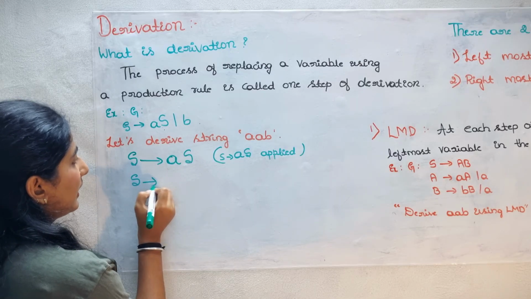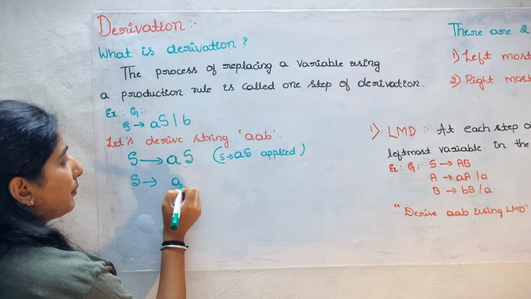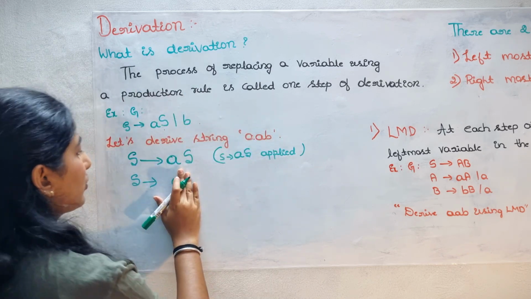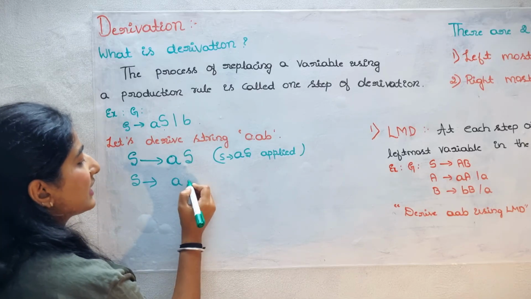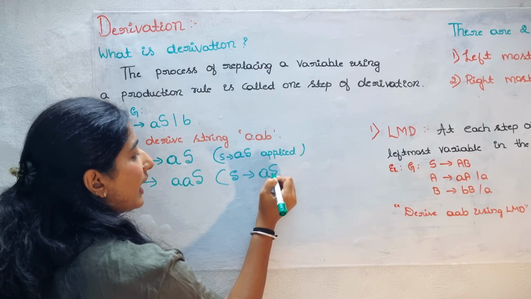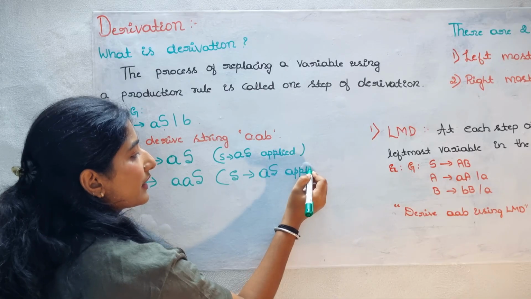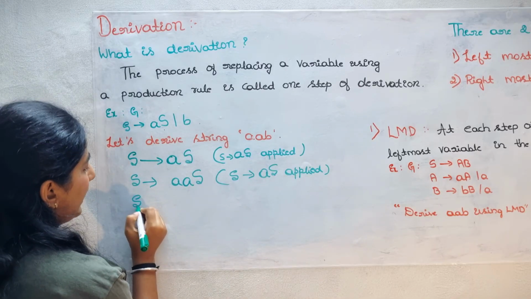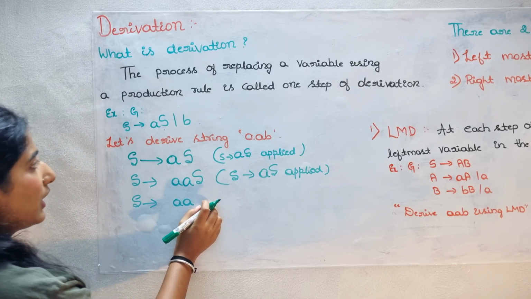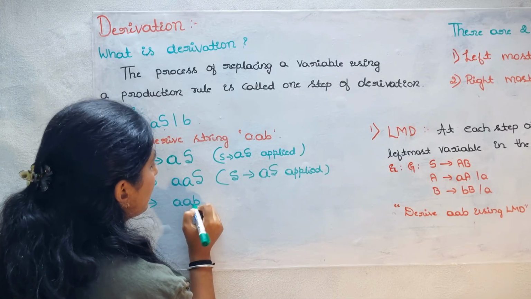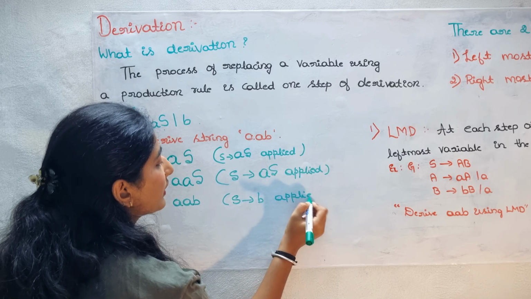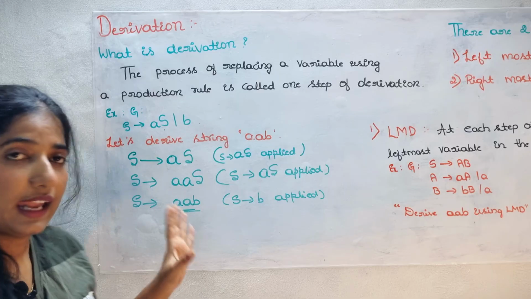Now we need aab. If I replace S with b, then it will become ab, but I need aab, right? So I am again replacing S with aS. Yes, so again S derives aS has been applied. Now, we need aab, so a is done. Here I need b, so I can substitute this. So S derives b is applied. So we got the final string aab.